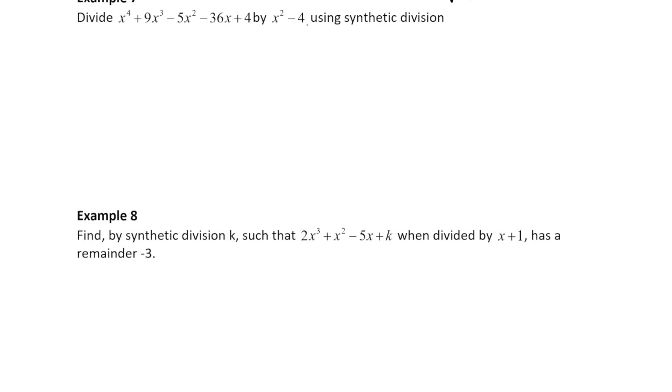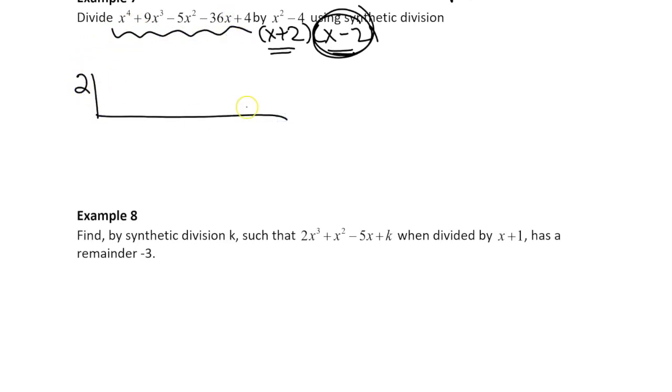Let's see exactly what that means when we set this up here. x squared minus 4 would produce x plus 2, x minus 2. And we're going to pick one of these two. Let's pick the x minus 2. If we were to divide by the x minus 2, we would have a 2 on the side here, and we'd be left with 1, 9, negative 5, negative 36, 4.